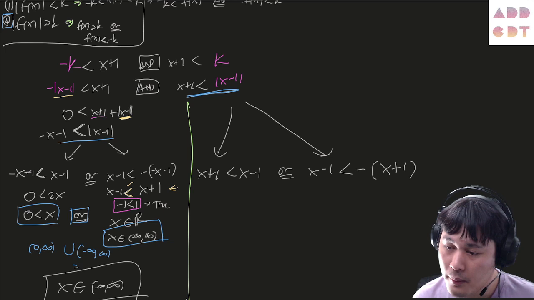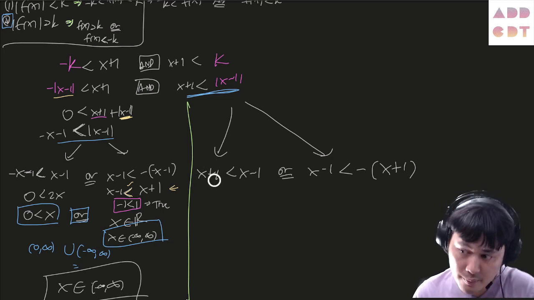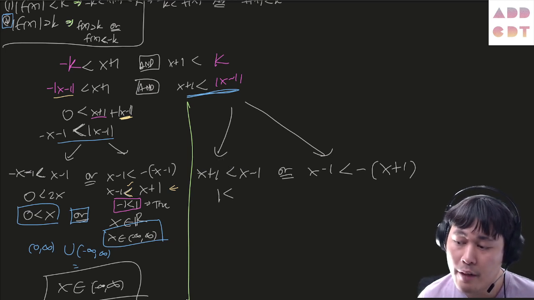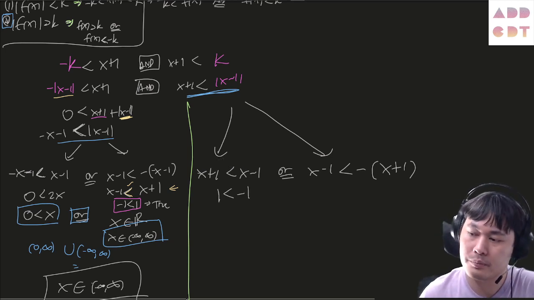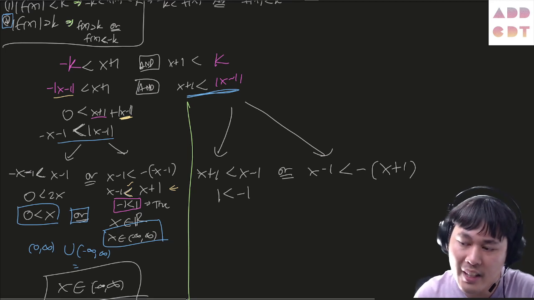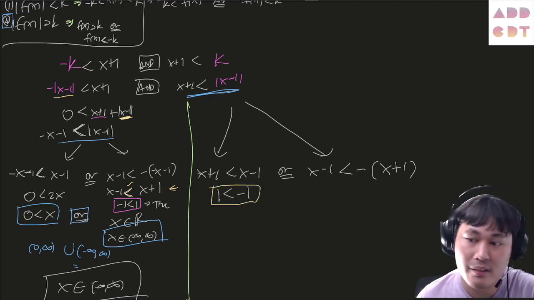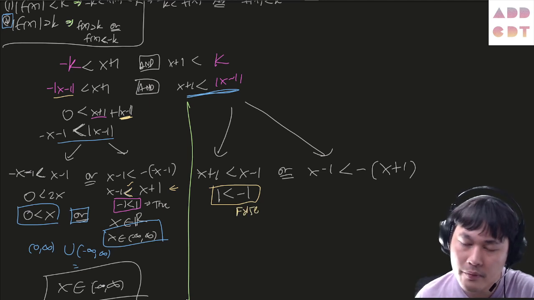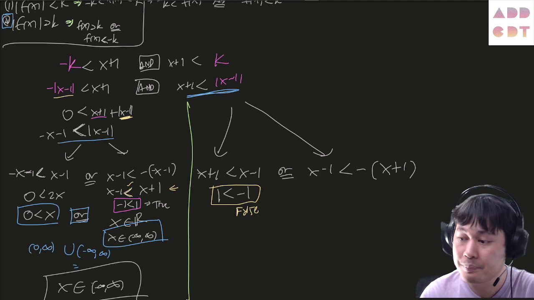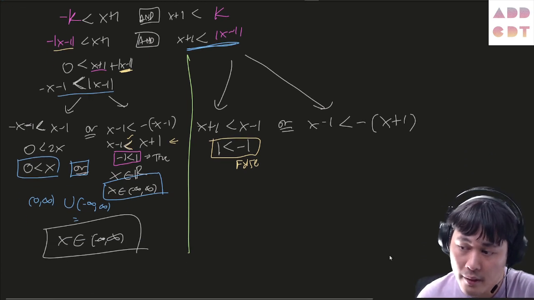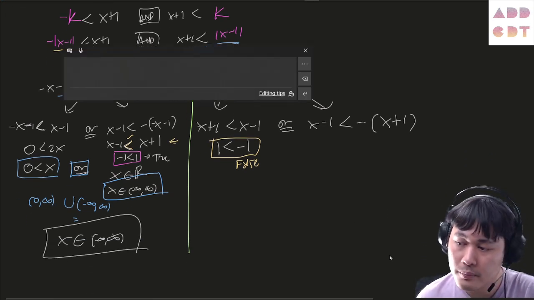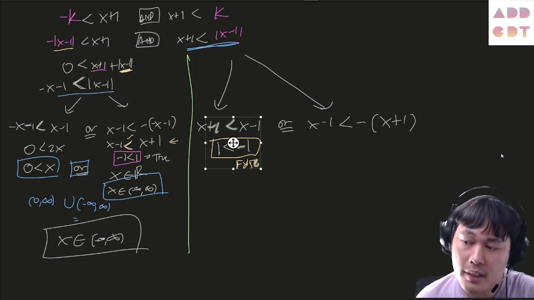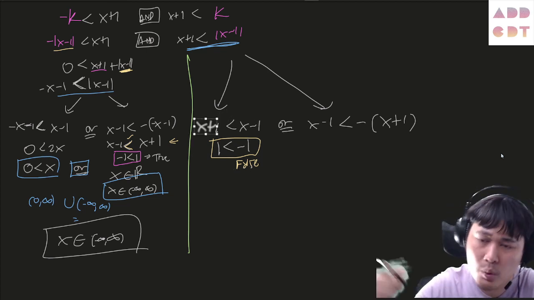And similarly, let's solve the left one first. We have x plus 1 less than x minus 1. If you subtract x on both sides, you have 1 less than minus 1. What happens here again? x disappears again. But since this one is false, 1 is not less than minus 1. What this implies is that no matter which value of x you choose, this statement is going to be false. There is no x that satisfies this inequality.